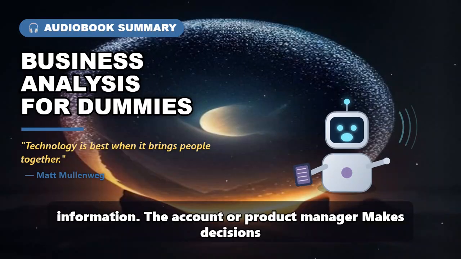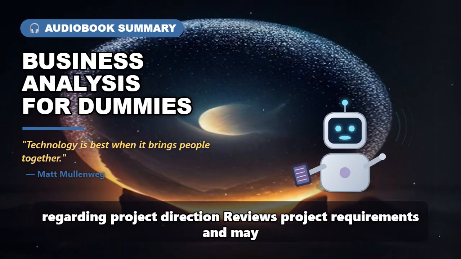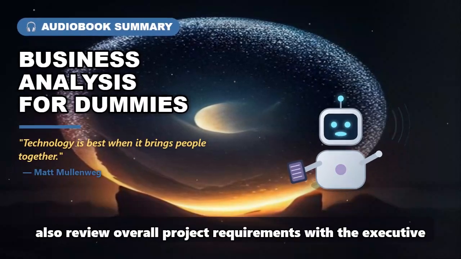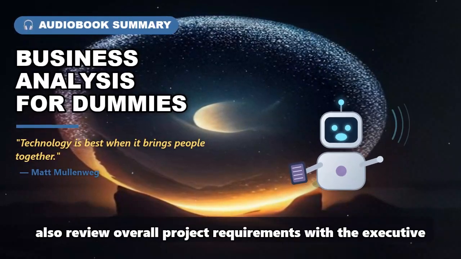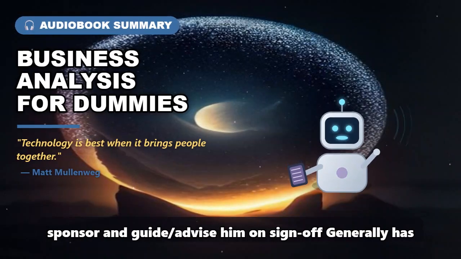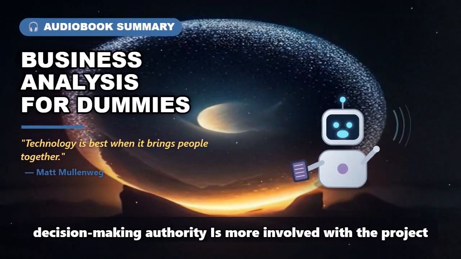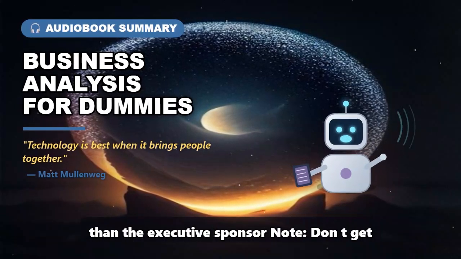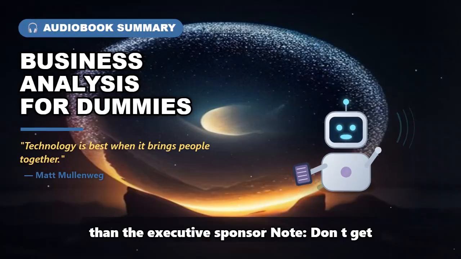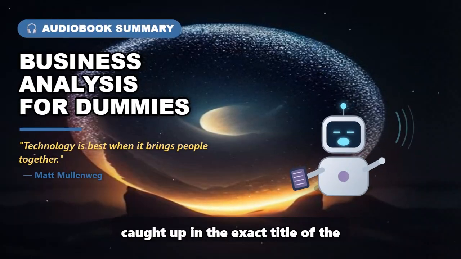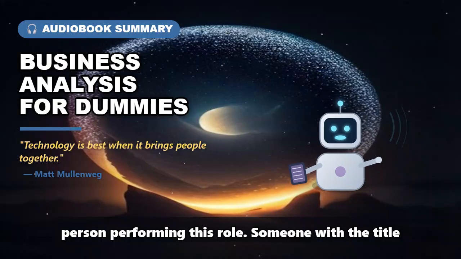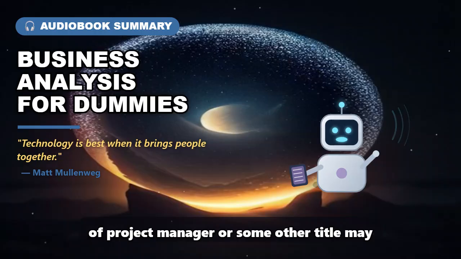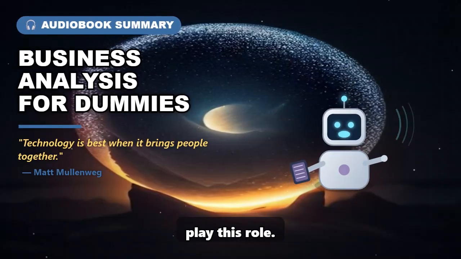The account or product manager makes decisions regarding project direction, reviews project requirements, and may also review overall project requirements with the executive sponsor and guide and advise him on sign-off. Generally has decision-making authority and is more involved with the project than the executive sponsor. Note: don't get caught up in the exact title of the person performing this role. Someone with the title of project manager or some other title may play this role.